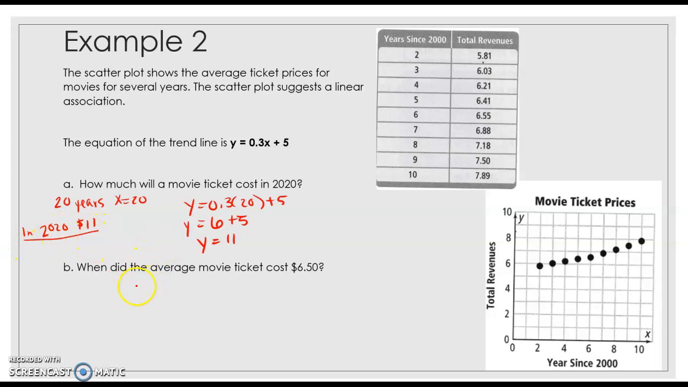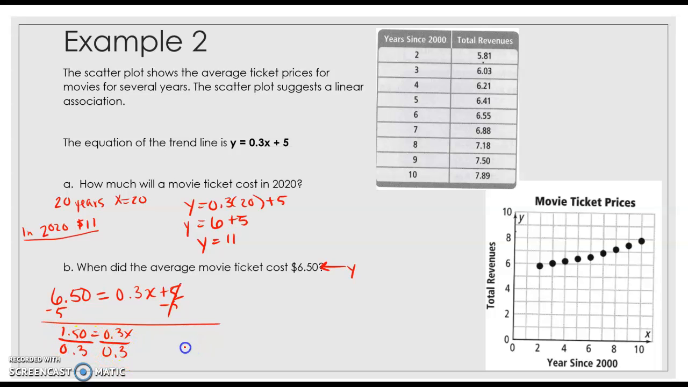There we go. All right, moving to the next one: when did the average movie ticket cost $6.50? So we would put $6.50 in for y. So that's my y value, because we're talking about the revenue, and it would equal 0.3x plus 5. So we're going to start by subtracting 5. So we're going to have 1.50 equals 0.3x. Divide by 0.3, and x will equal 5.